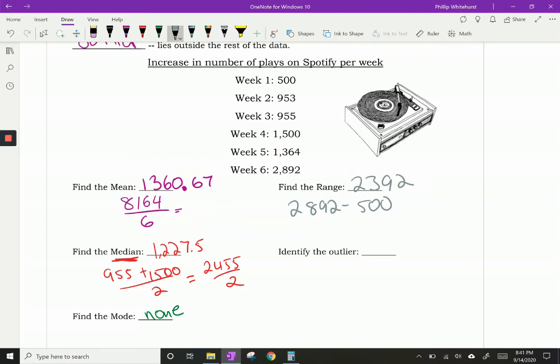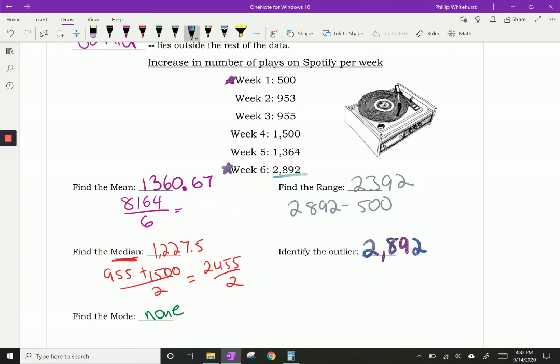And the last part, we want to identify the outlier. So the outlier is going to be the number that lies outside all the rest of the data, right? It's not close. So to do that, looking at this, you can kind of see it, but just to double check, the outlier, because this is in order, is either going to be this one or this one, because it's ordered in least to greatest. Now the one that lies furthest away is going to be the 2,892. How do I know that?